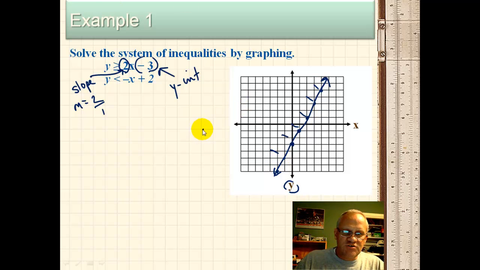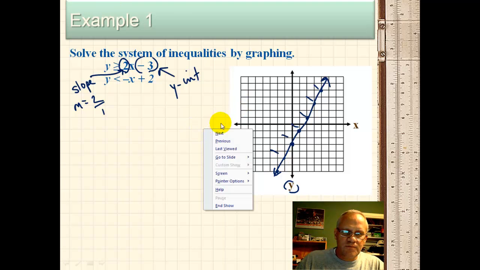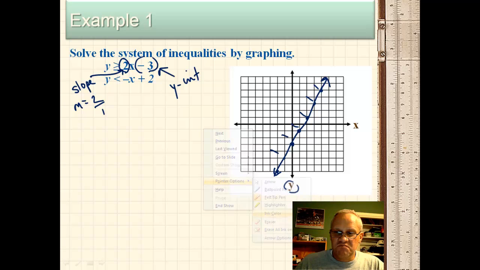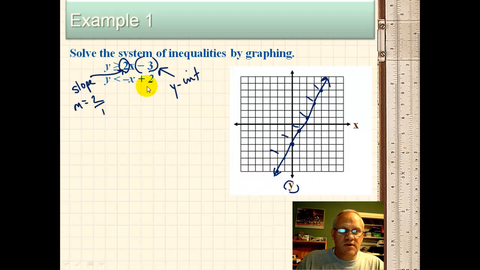All right, let's change colors here. And let's go down to, all right, Jack, what color do you want? Really? Orange? Okay, orange. That's a little weird. Where do we begin? We begin with 2. So we go to 2 on the y-intercept. Orange. Weird. Okay. And then what's the slope here?